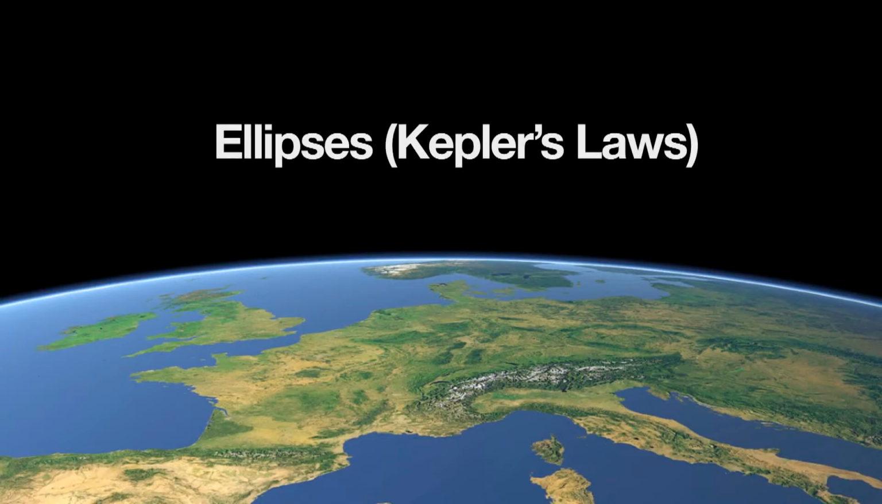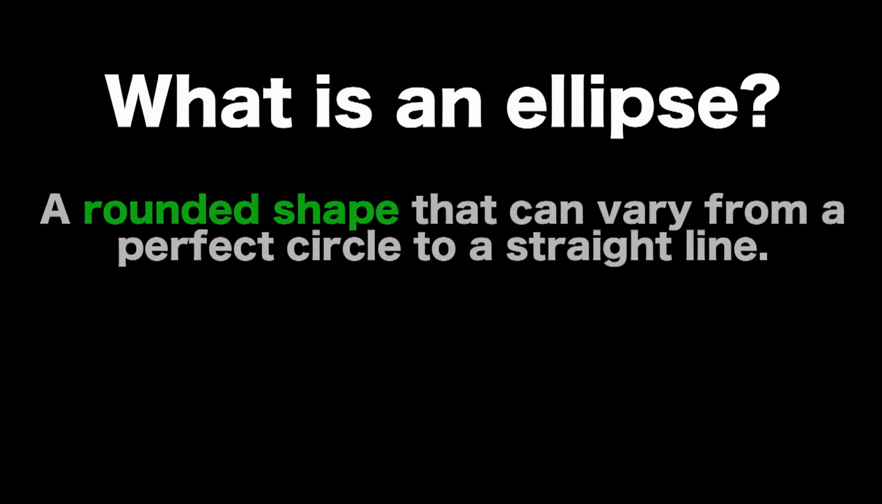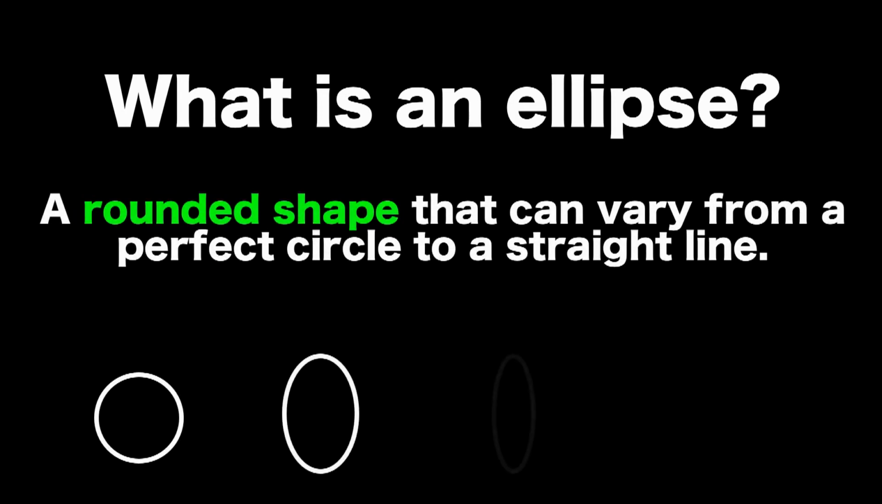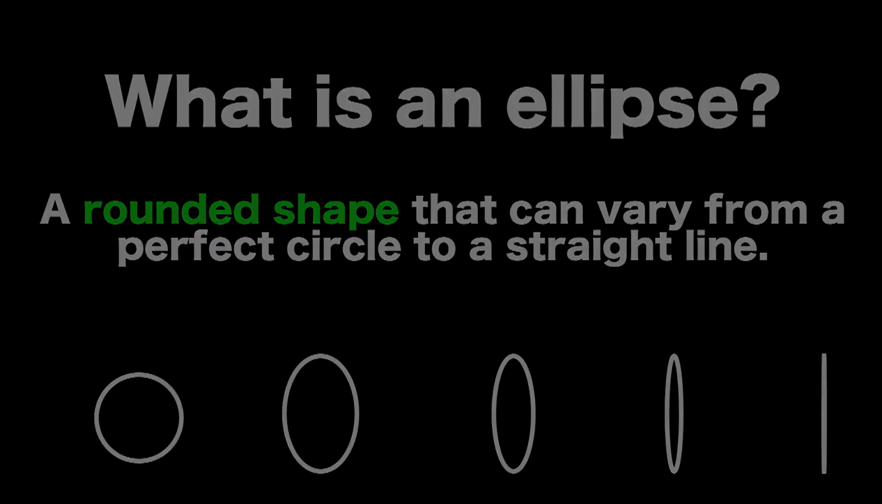Today we're going to focus our attention on ellipses and Kepler's three laws. We ask ourselves the question, what is an ellipse? It's a rounded geometric shape that can vary from a perfect circle all the way through a straight line. Now this is important to Earth science because every object that makes a trip around the Sun, that's part of our solar system, has some sort of an elliptical orbit. It's never going to be a perfect circle. It's going to be somewhat of a flattened oval as it makes its way around the Sun.